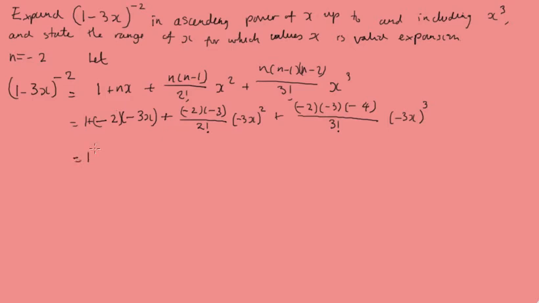So here we'll get 1, and this is then going to be plus, because the minus 2 times minus 3 is going to be plus 6x. Then we're going to have another plus, because it's going to be 9, and these minuses will cancel, so it's going to be 27x squared. Then more minuses cancelling, so plus 108x cubed, plus so on and so forth.